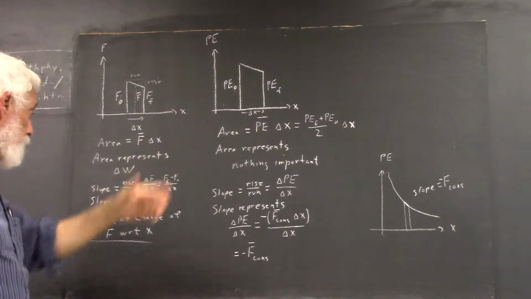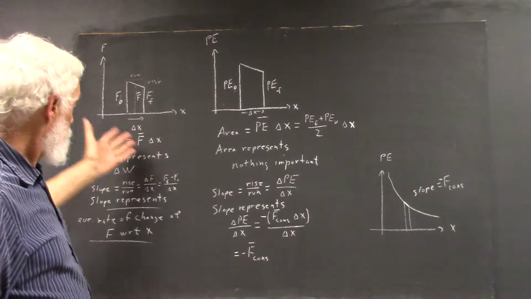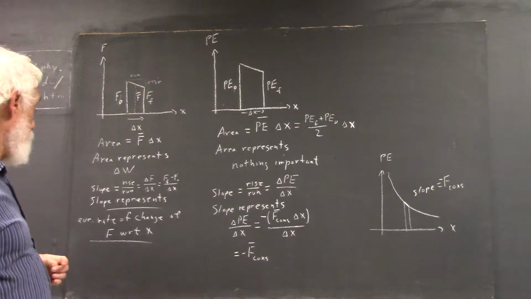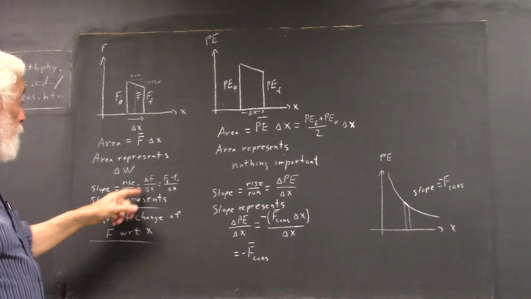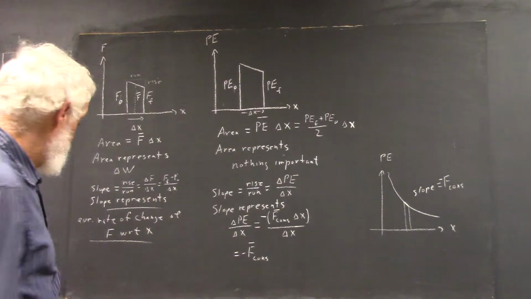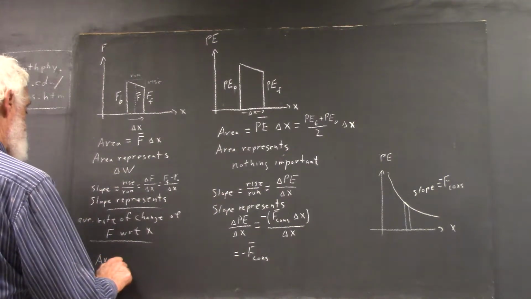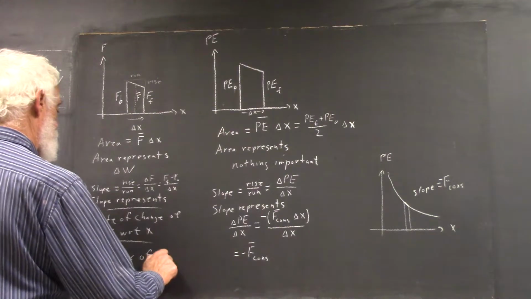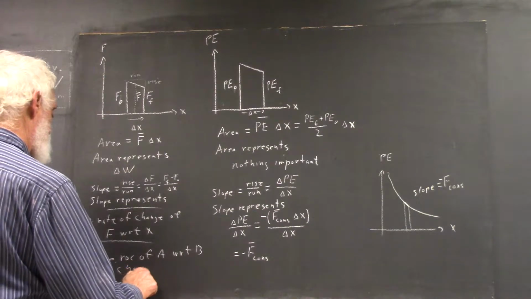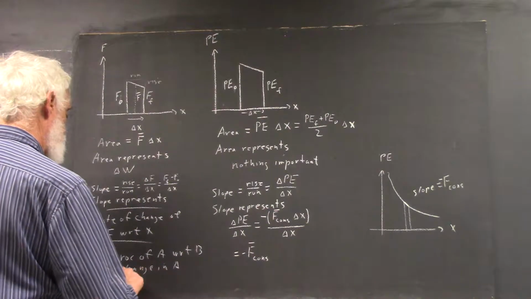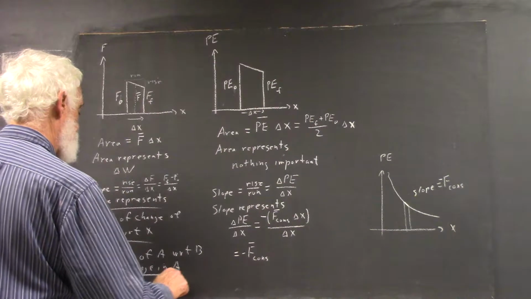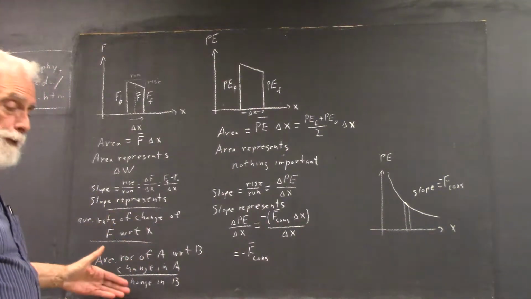So the slope has all these expressions; slopes are represented by every one of these. Okay, what does the slope represent? Well, it represents the change in f divided by the change in x. And the average rate of change of A with respect to B is change in A divided by change in B. Okay, corresponding changes in A and B.